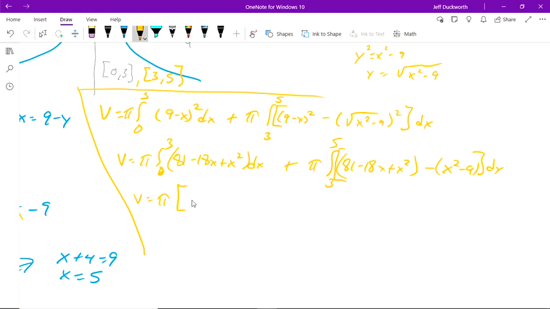Let's see, this is just 81x. This would be negative 18 over 2 x squared, so negative 9x squared. And this last bit is plus x cubed over 3. This is all evaluated from 0 to 3. We're also going to have this whole thing evaluated from 3 to 5. So I'm going to actually probably do what I should have done in the first place. Move this over and change this 3 to a 5.